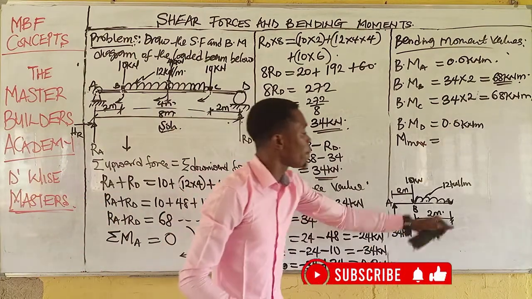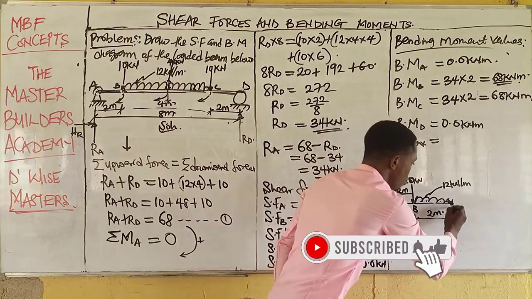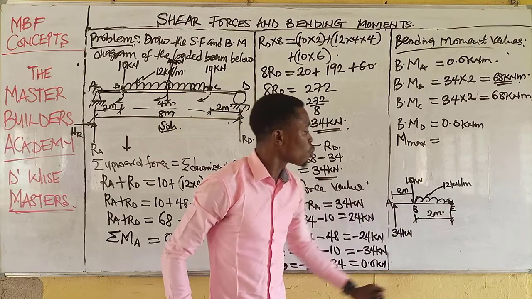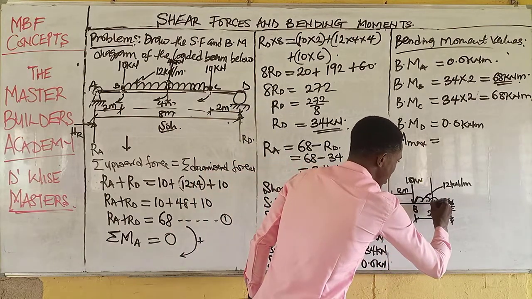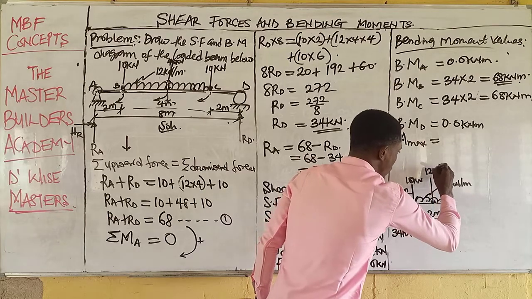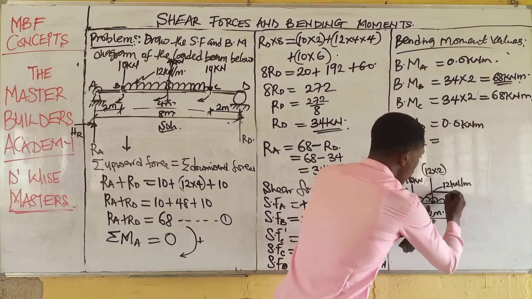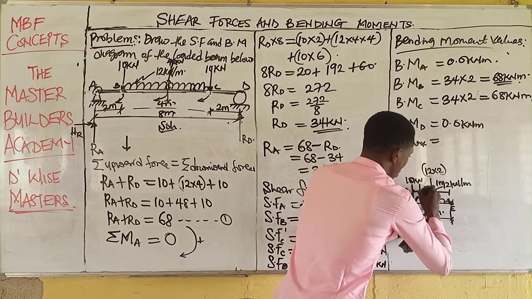Now, to get my maximum bending moment, I will take moment at this point. Let's assume we call this point E. If I am taking moment at this point, what must I do? I will convert this load to point load. It will now be acting somewhere here, and this will give us 12 multiplied by 2 as a point load. Now, from here to this point will be 1 meter. From here to this point will be 1 meter.